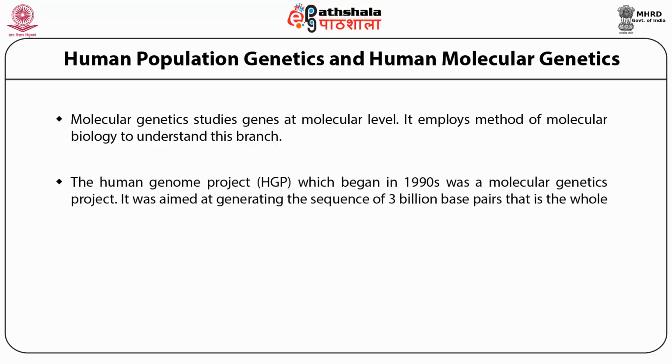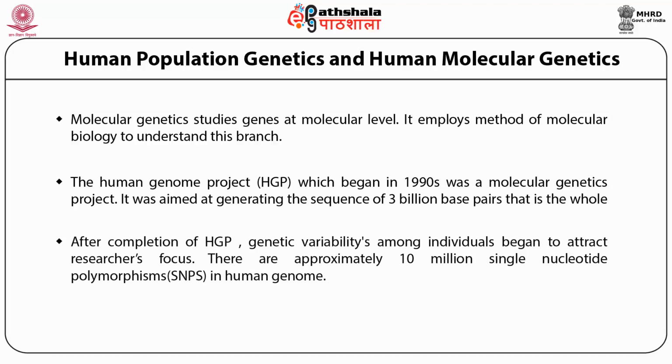The Human Genome Project, also known as HGP, which began in the 1990s, was a molecular genetics project. It was aimed at generating the sequence of 3 billion base pairs, that is, the whole genome. It was expected that it would lead to a better understanding of genetic diseases. After completion of HGP, genetic variabilities among individuals began to attract researchers' focus.